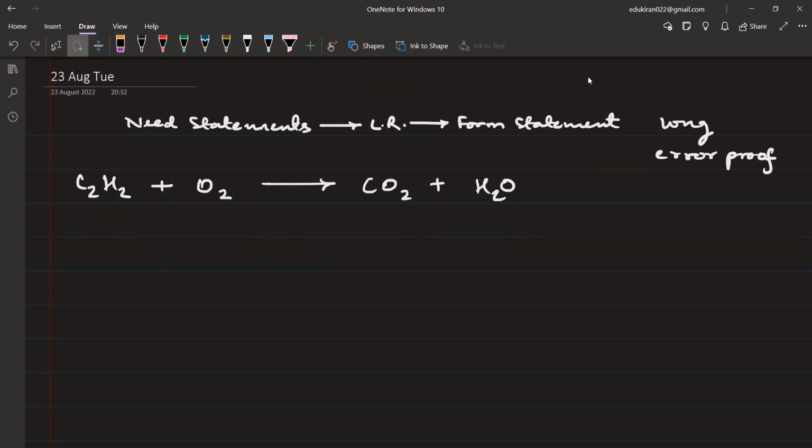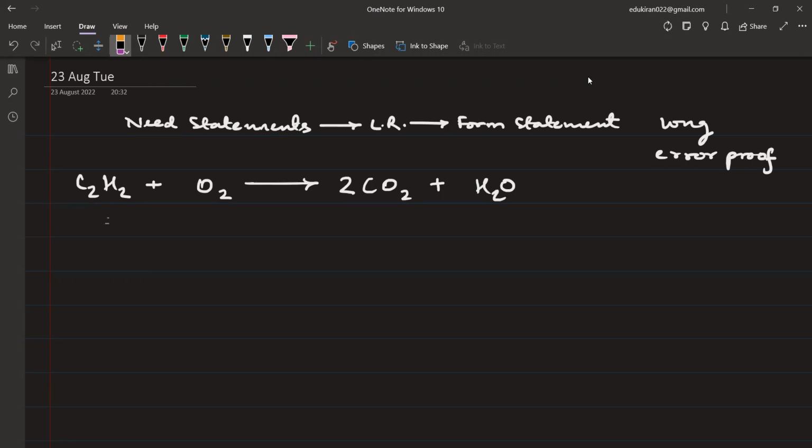2H2O. Okay. And 2CO2. Is it balanced? I think so. You think so? Count the number of hydrogens here on the reactant side. How many hydrogens are there? 2. Okay. And then count the number of hydrogens here on the product side. How many hydrogens? 4.